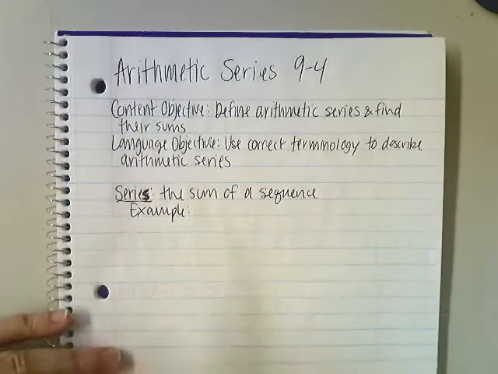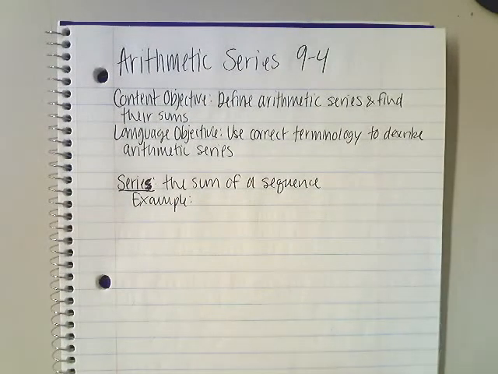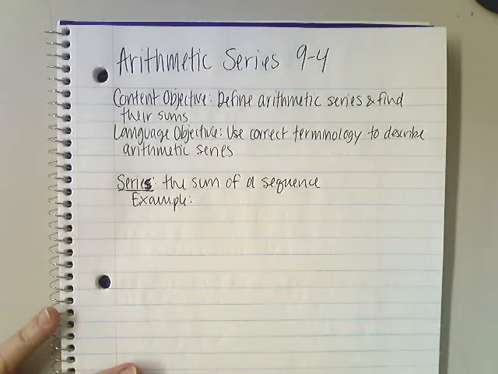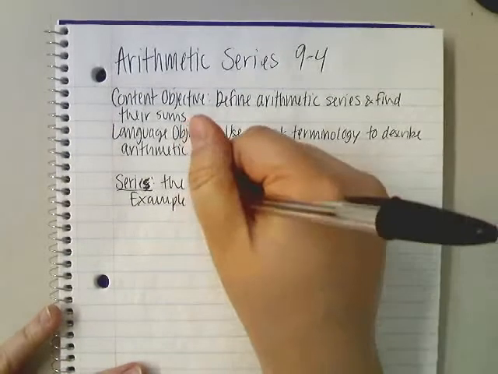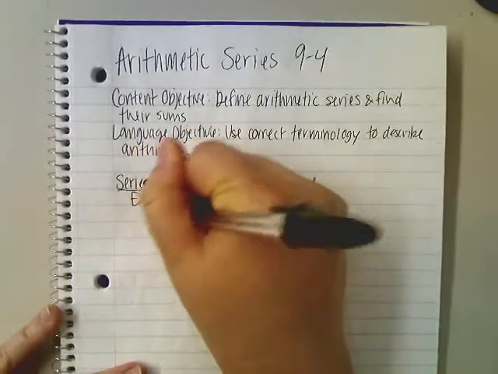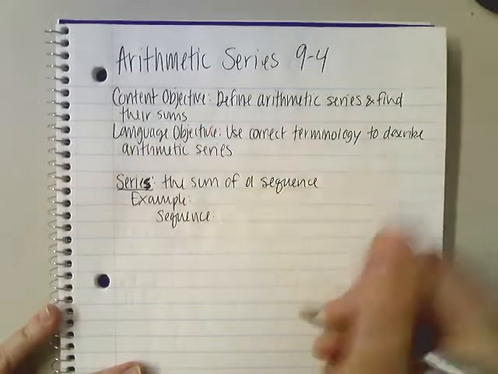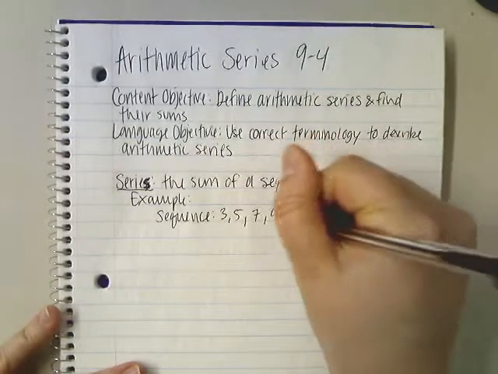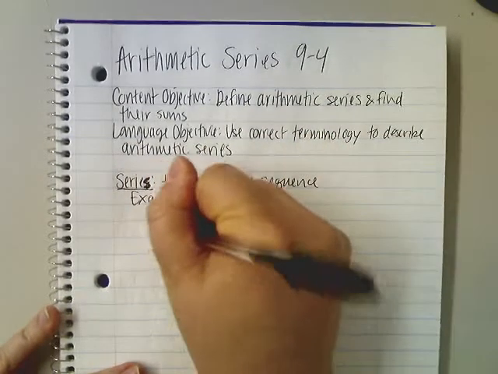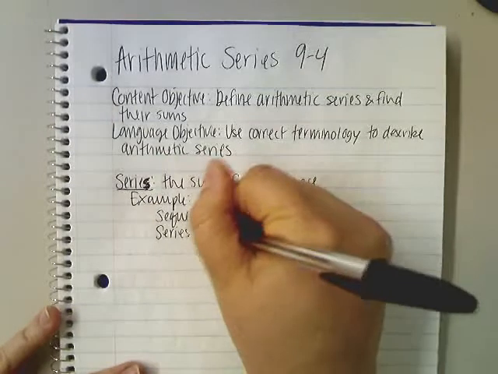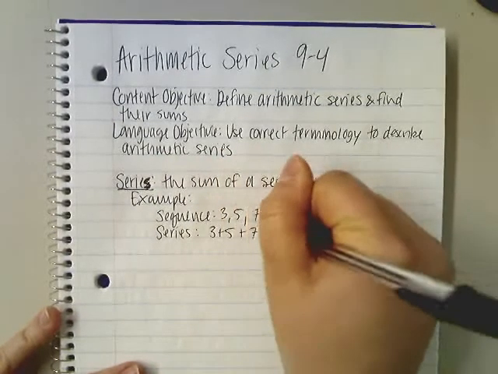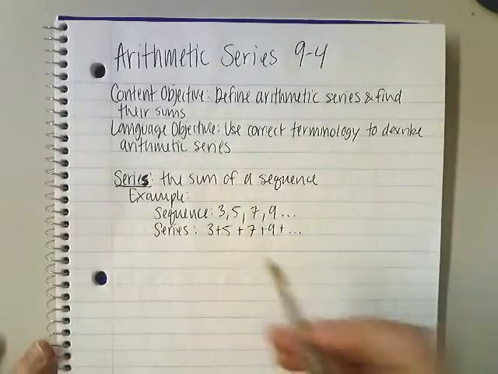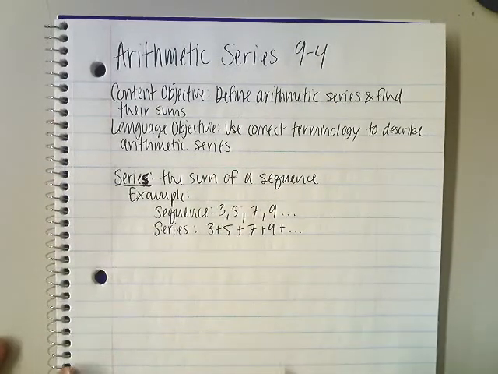So first thing, I've already written it down, a series is the sum of a sequence. So simply put, a series is when you take all the terms in your list and add them all up. That's your series. So for example, if we had the sequence 3, 5, 7, 9, and so on, then the series version of that would be 3 plus 5 plus 7 plus 9 plus so on and so forth. So it's just when you take the list and instead of just listing them, you're adding them up, and that is a series.